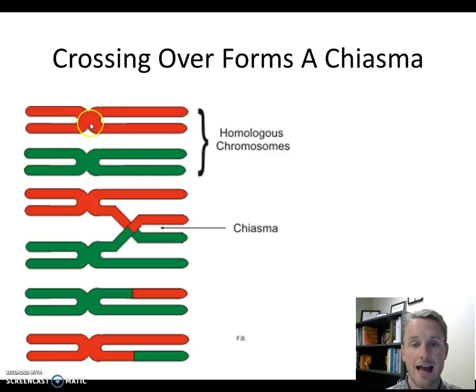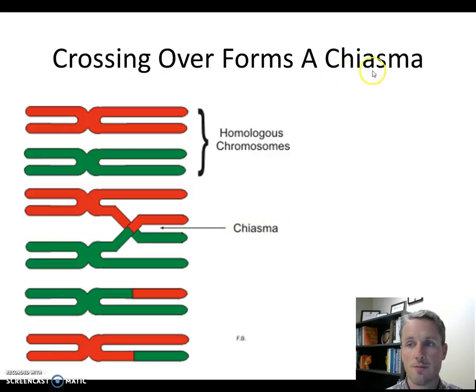Again, synapsis is going to hold these two homologous chromosomes to one another, and their chromatids are going to exchange a little genetic information with one another by swapping at some crossing over position. This spot where the two chromatids interact with one another and exchange their information is called a chiasma.